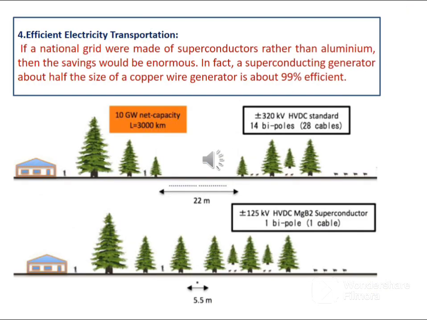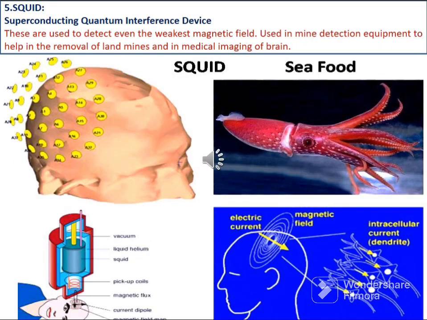This slide shows how efficiently electricity transportation could be done if we have a superconducting generator. A superconducting generator is about half the size of a copper wire generator, but its efficiency is 99%. So you can see in the diagram below, 28 copper cables between 14 bipoles could be replaced by only 1 MgB2 superconducting cable.